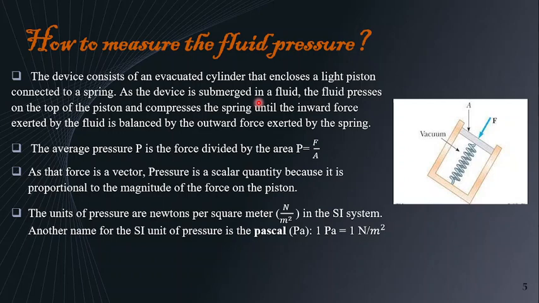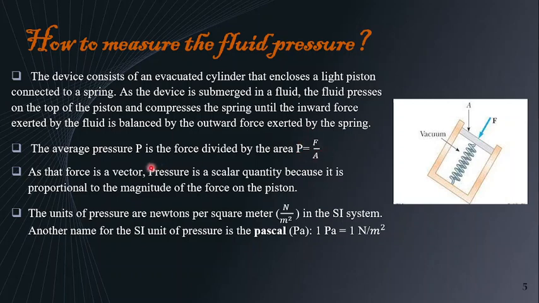Then, if F is the magnitude of force exerted on the piston and A is the surface area of the piston, then the pressure of the fluid, denoted by letter P, at the level at which the device has been submerged is defined as the ratio of the force to the area. The average pressure is the force divided by area, as we show here in this equation.